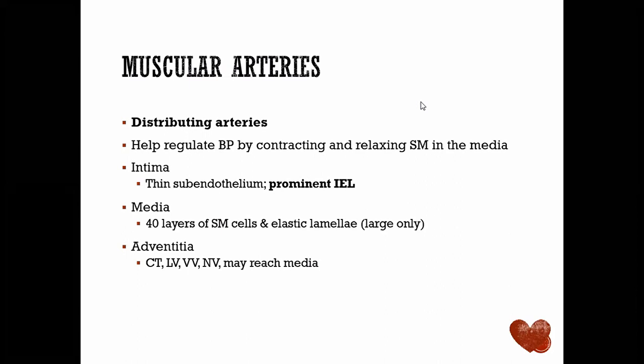And then you have your adventitia. What do you find in the adventitia? You have your connective tissue, your vasa vasorum, your nervi vasorum, and the lymph vessels. They may reach up to the media, but basically they are in the adventitia.